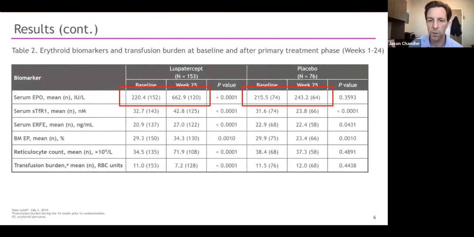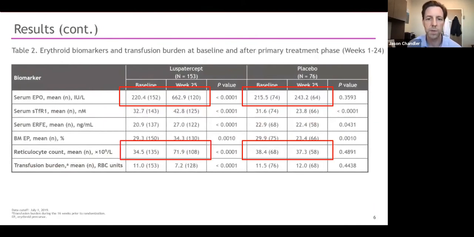You can see below the reticulocyte count actually went up in the treated patients, and it stayed the same in placebo. And then below that, the transfusion burden definitely went down from 11 transfusions mean down to 7, where in the placebo group, it stayed the same. So this is saying, why did they improve? And it's because it looked like it removes this block in differentiation of the red blood cells.